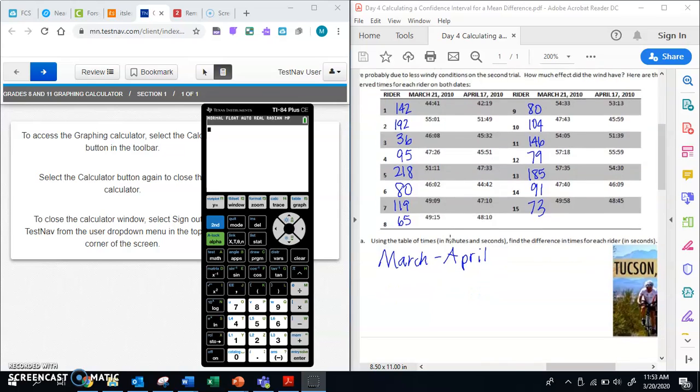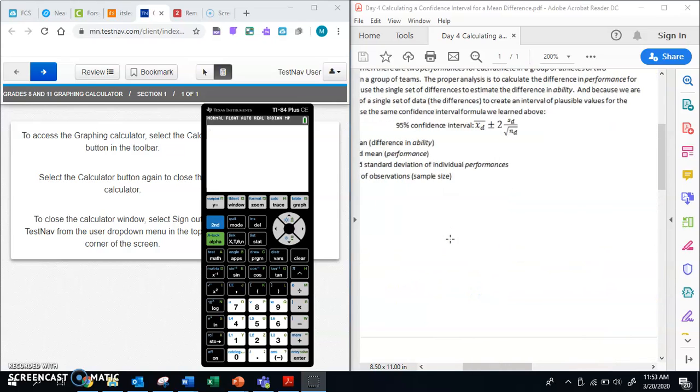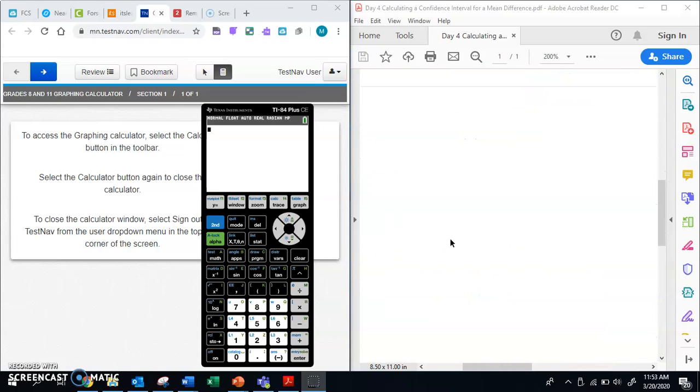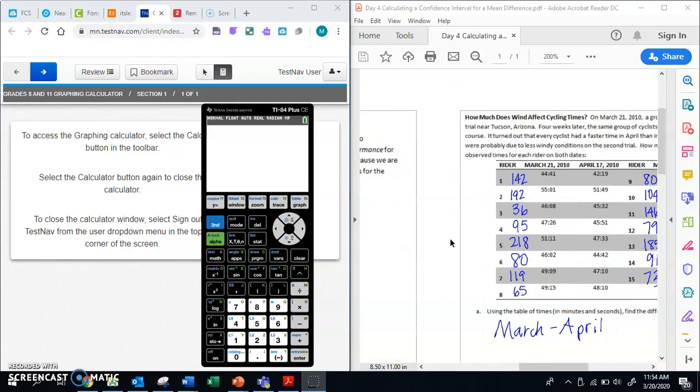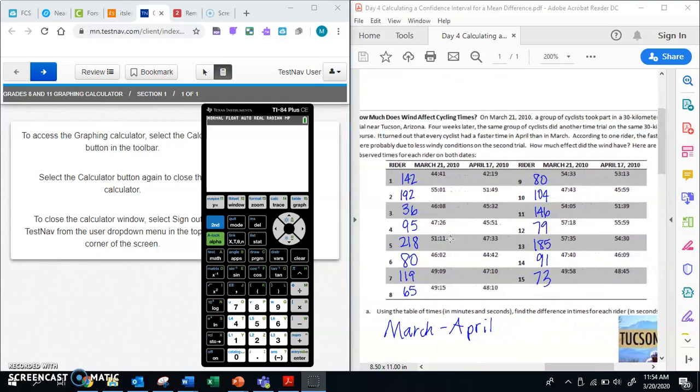What we can do in part B, and I'm going to scroll down a little bit, it says graph the distribution of differences and calculate the mean and standard deviation of the differences. Briefly describe the shape of the distribution. In order to find the mean and standard deviation, we want to take all of these differences in times and put them in a list in our calculator.